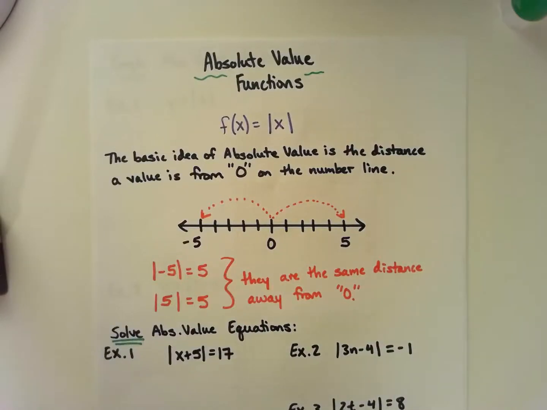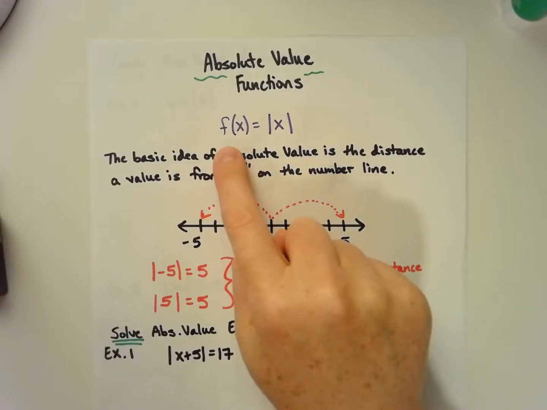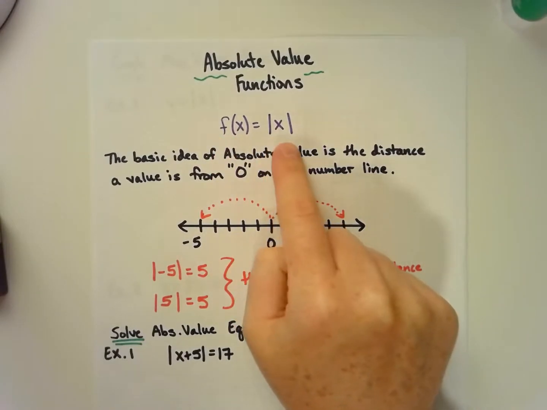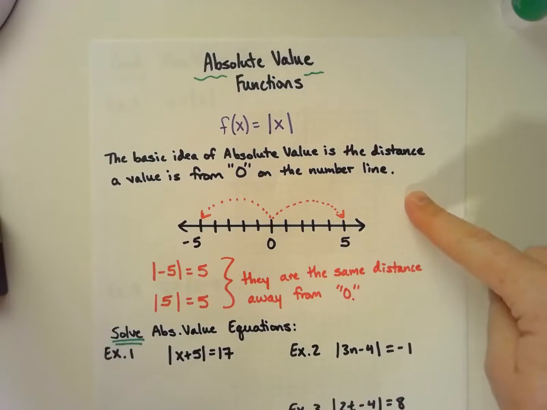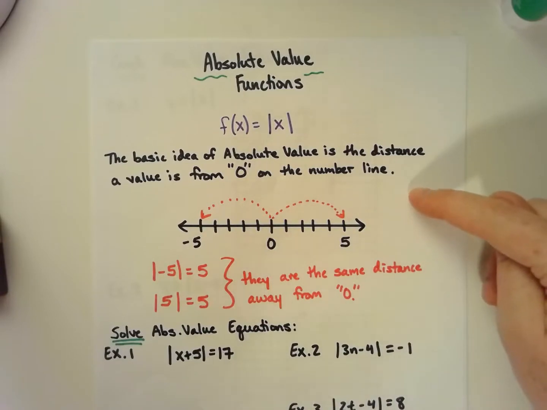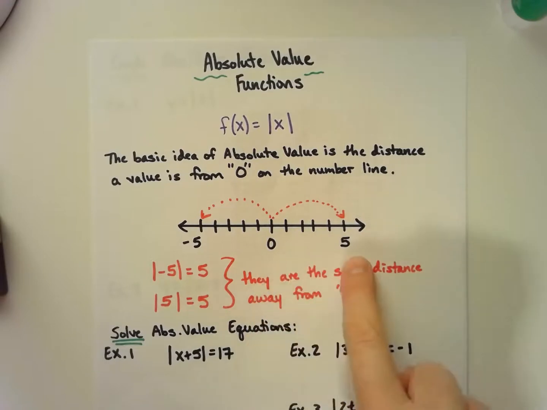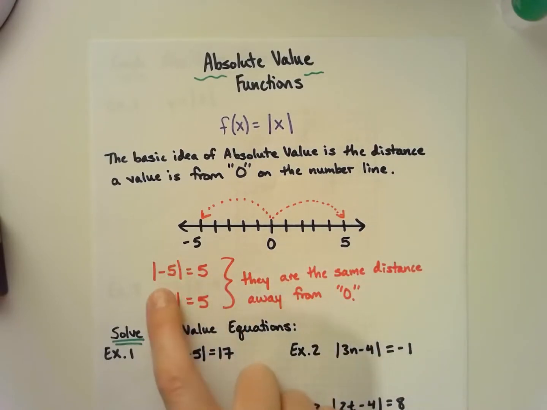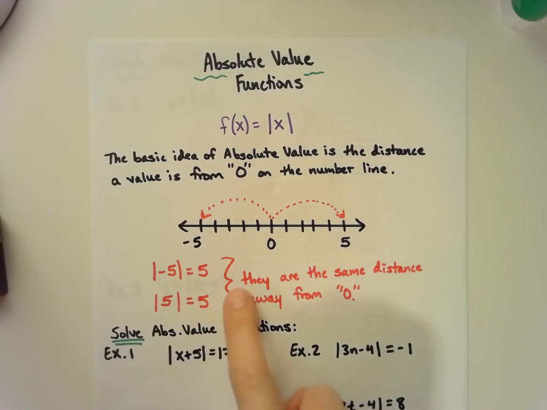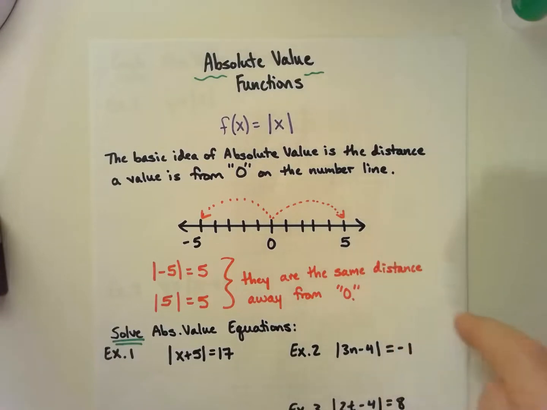In this video, we're going to talk about absolute value functions. So our basic function is f of x equals the absolute value of x. And the basic idea of absolute value is that it is the distance of a value from 0 on the number line. So for example, if we think of 5 and negative 5, the absolute value of either of those is equal to 5 because they have the same distance away from 0 on that number line.